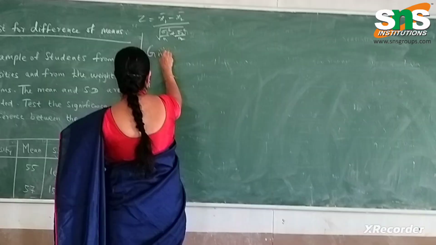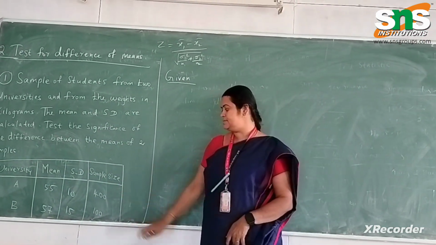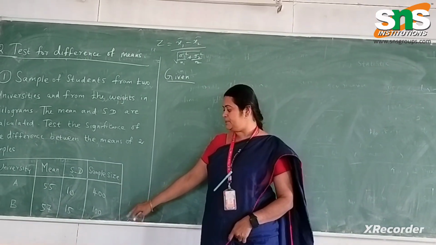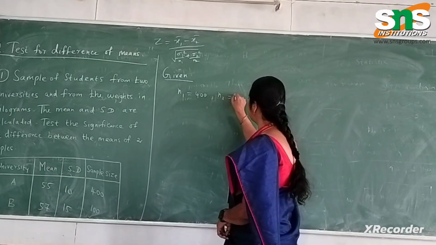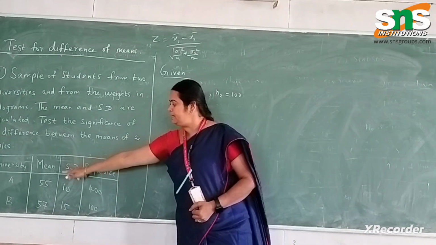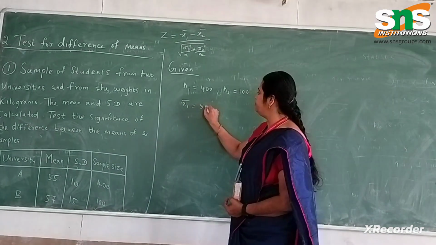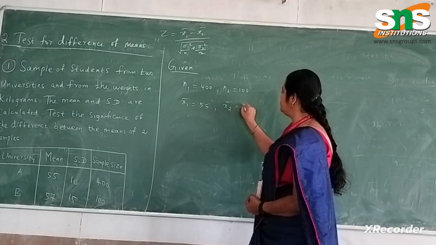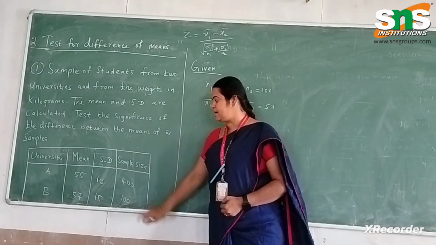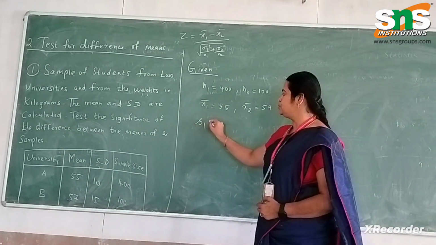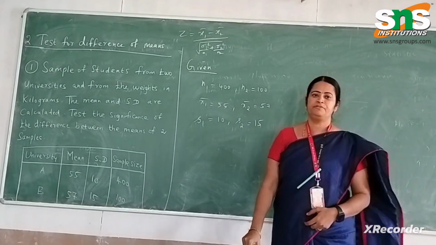First let us write the given details. Sample size is denoted by n. Here we have two samples, so n1 is equal to 400 and n2 is equal to 100. Similarly, sample mean is given by x bar, so x1 bar is equal to 55 and x2 bar is equal to 57. Similarly, sample standard deviation is given by S1 and S2, so S1 is equal to 10 and S2 is equal to 15.